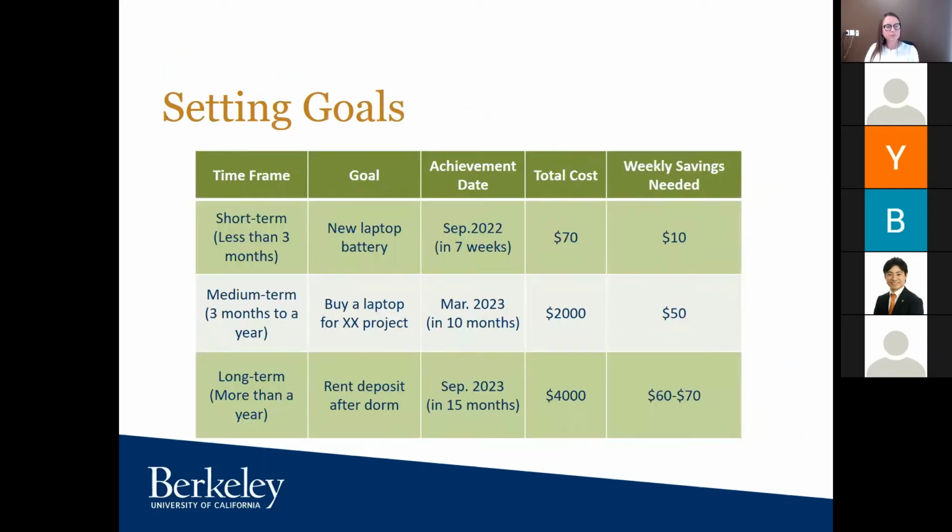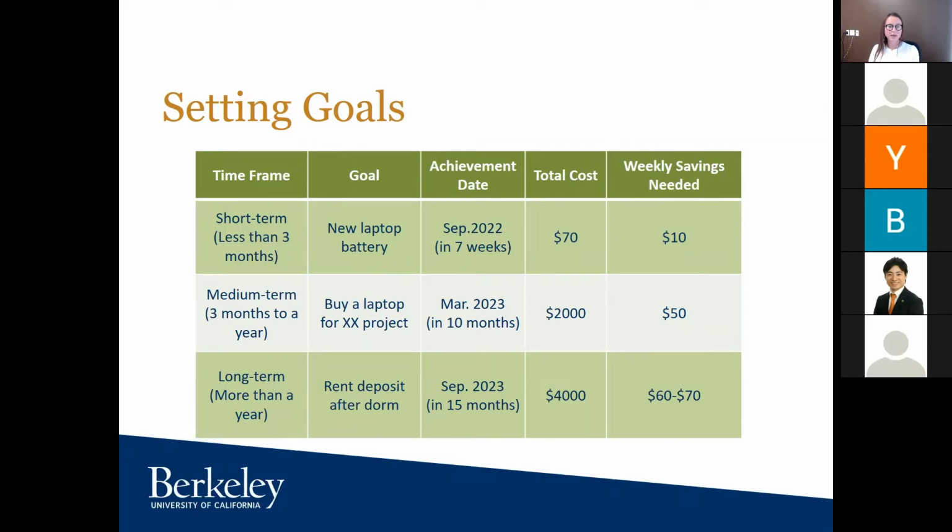And then don't forget about setting goals for your budget. You can have short-term goals, medium-term goals, and long-term goals. For example, a short-term goal could be you need a new laptop battery. Well, the laptop battery costs $70 and you need to buy it by September. So let's say you have 7 weeks, then you only need to save $10 a week, and then you're able to buy that battery.